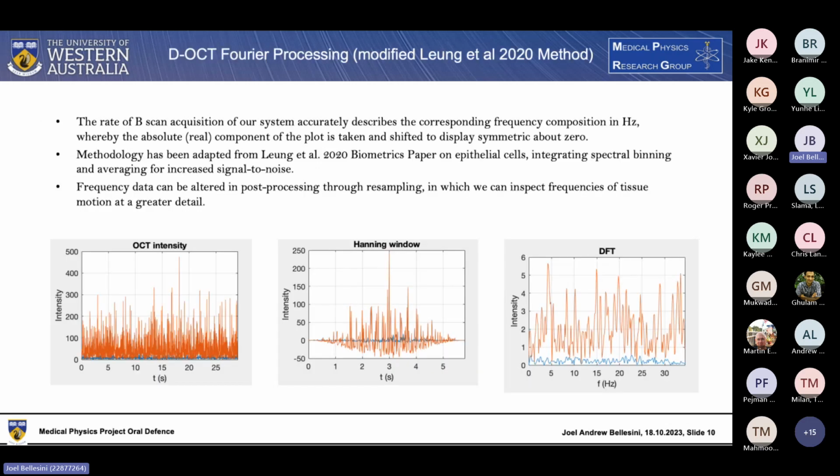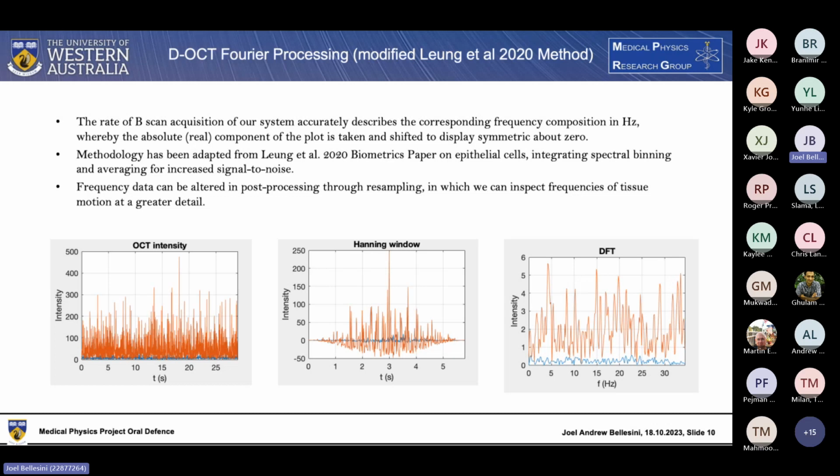But to explain a little bit about how the processing actually works, we take our OCT intensity over time and then take the frequency data of it, whereby the absolute component of the plot is taken and shifted to be symmetric about 0. This methodology has been adapted from the Long paper, integrating spectral binning, which is like averaging and separation of the spectrum into segments for later averaging, just to increase our signal to noise ratios, because we're at the mercy of optical noise in this situation.